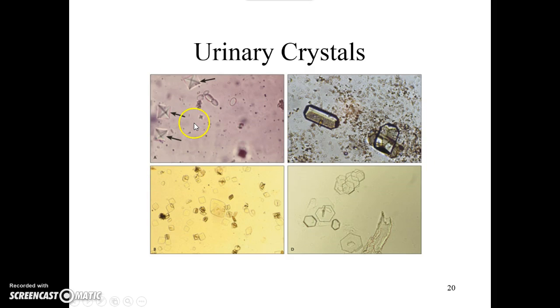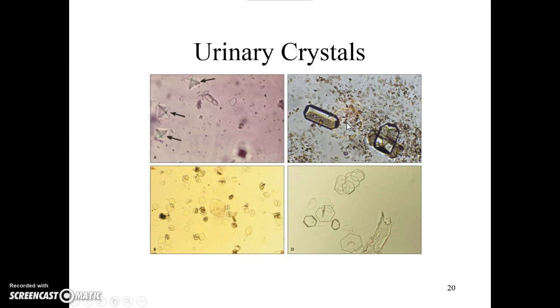And here are some urinary crystals. Now, on this side, we find these in acidic urine. So this is calcium oxalate, with a little cross in it. Now this right here looks like yeast. That's what it looks like, budding yeast. These are uric acid crystals.